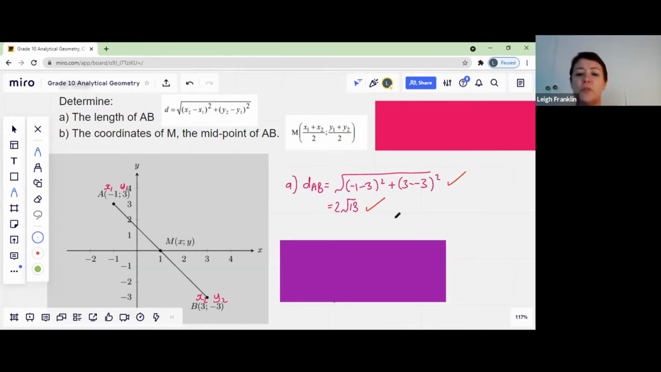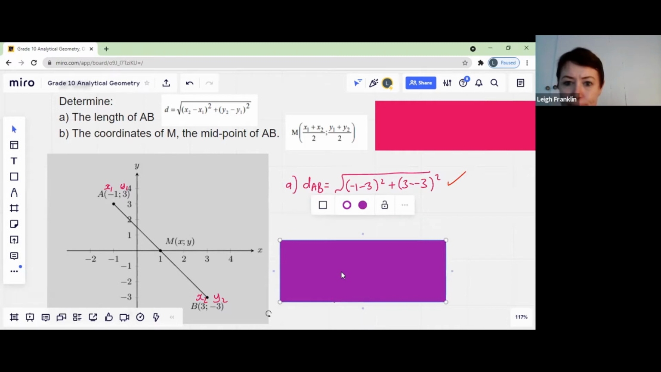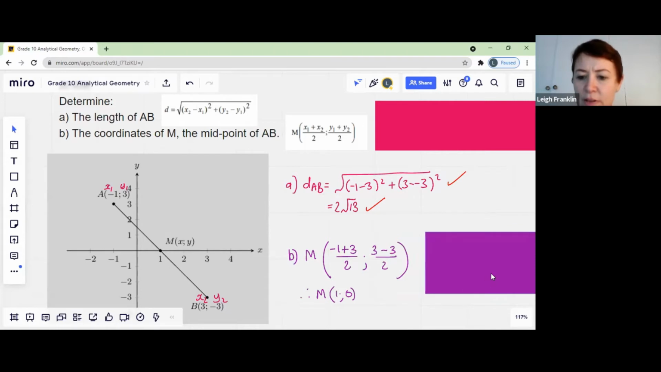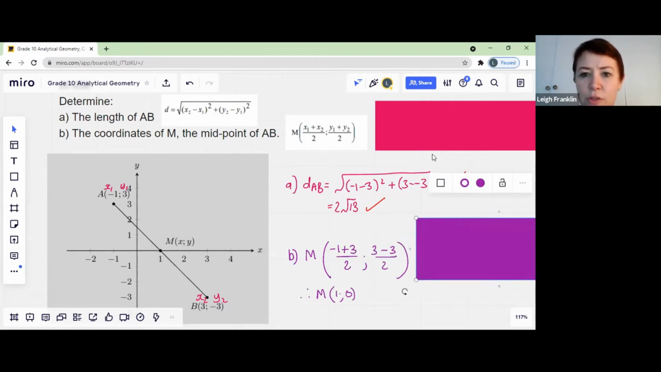Okay, Rebecca, you've also said that you've got that. Okay, good. I'm glad. All right, Harry, what did you get for the coordinates of the midpoint? Harry says 1 and 0. I agree. That's what I got as well, Harry. Good. Well done. Good job.